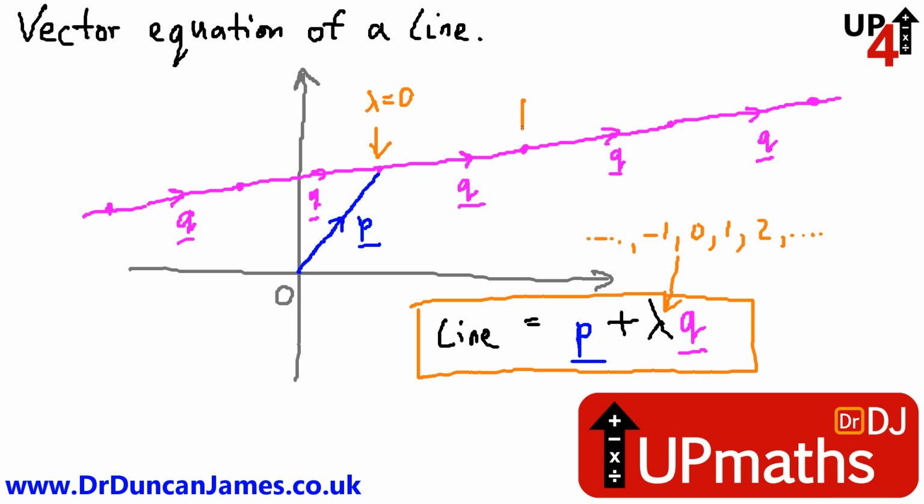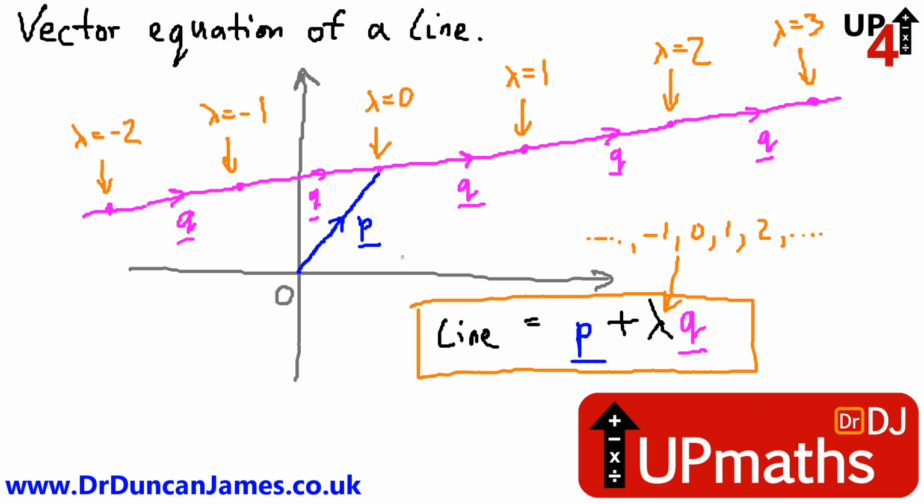the start. Here lambda is 1, because what we've got now is we've got the vector p, which was the start, and then we've also added a q, so we've added two vectors together to end up here. Here's where lambda equals 2. We had two q's added. Here's where lambda equals 3, and this also allows you to go backwards. This has lambda equals -1. This has lambda equals -2.